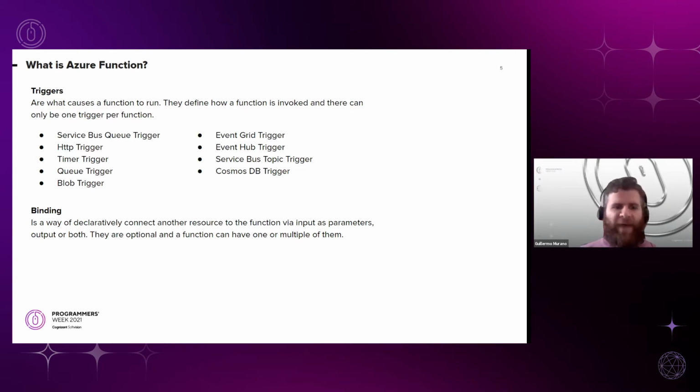There's also a binding for the functions. That is a way of declaratively connecting another resource to the function via an input as a parameter, output, or both. They are optional, and a function can have one or multiple of them. So for example, for an HTTP trigger that receives an ID, you can just add it there, and it's going to be received as a parameter for that in the query that you trigger.